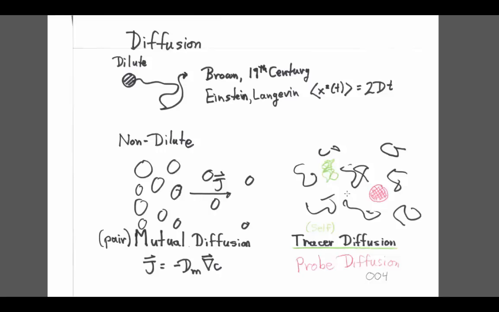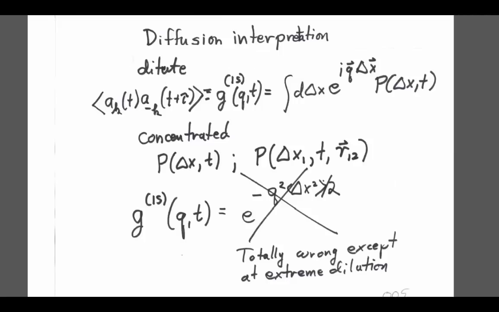Unless you're being very clever with your probe system, in which case you can in principle use light scattering spectroscopy to measure a tracer diffusion coefficient. In dilute solution, there is a straightforward interpretation of the object you measure using quasi-elastic scattering. That's this thing, sometimes known as the intermediate scattering function or the dynamic structure factor.